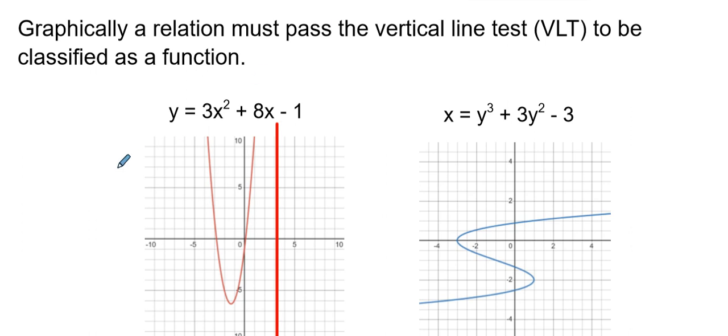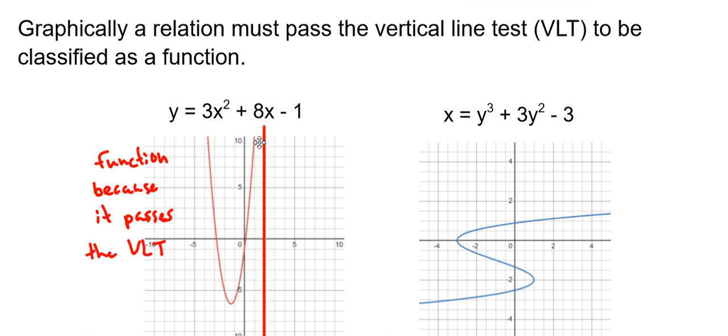So this one here is a function, and we can say that it passes the vertical line test. And that vertical line test, again, is that the graph of the relation only ever touches the vertical line at one point at a time.